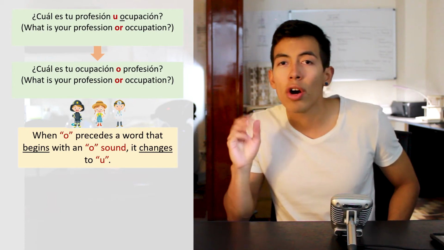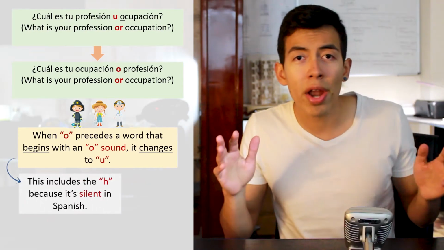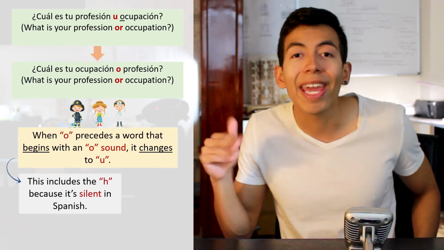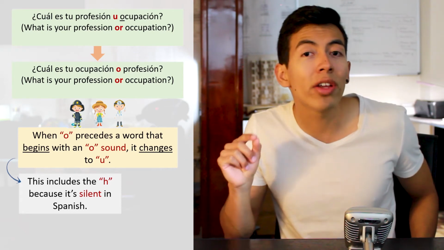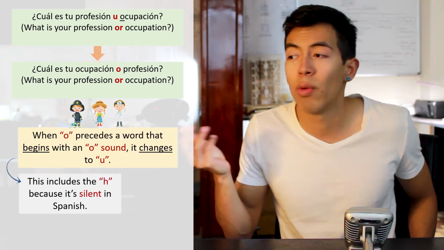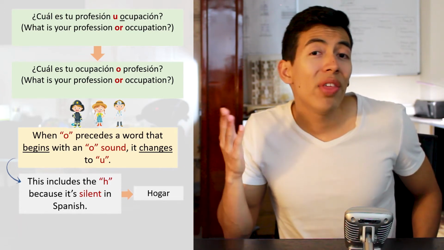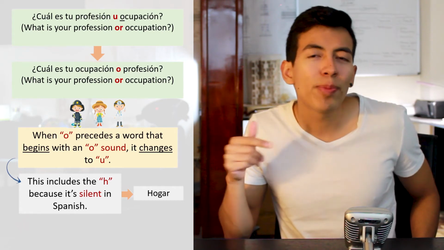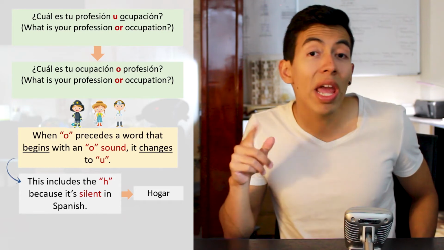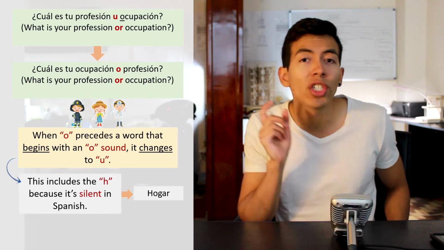As long as the word that follows the letter O starts with the same sound, the sound O, we have to change that for an U. And it doesn't matter if the next word doesn't start with O, it can start with H. And remember, in Spanish, the H is silent. So, for example, we have a word like hogar. The H is silent, so we just pronounce the O, hogar. And we have to change that by U if we have to use the conjunction O.